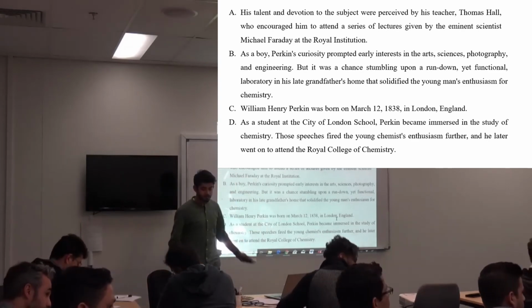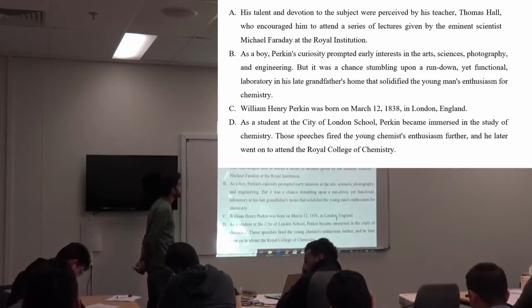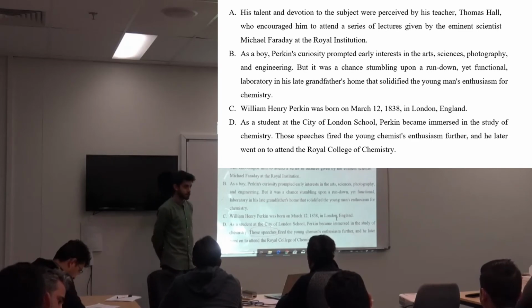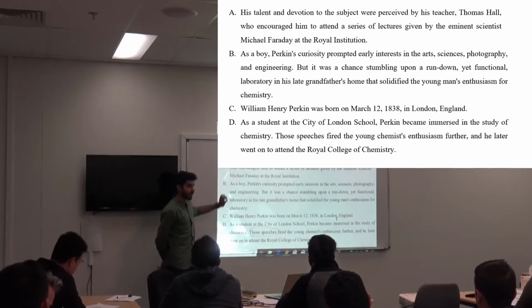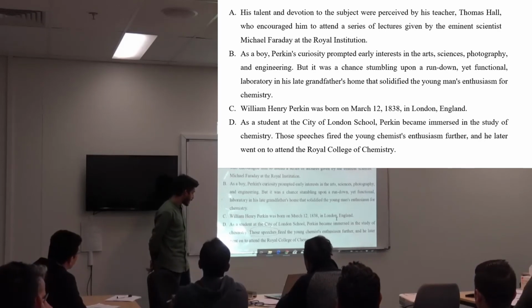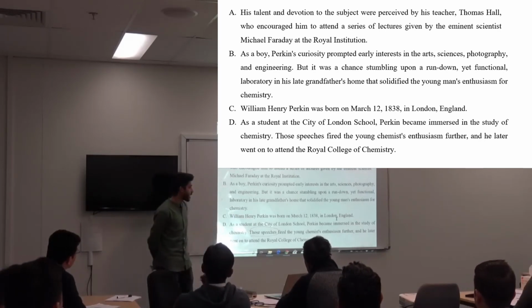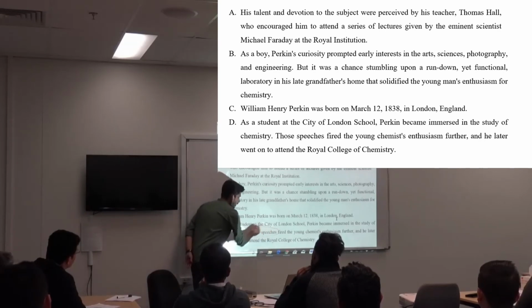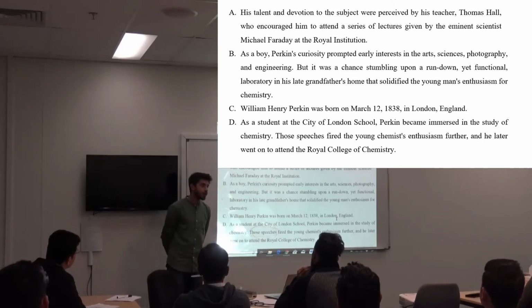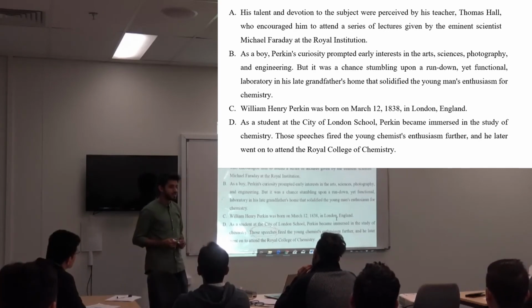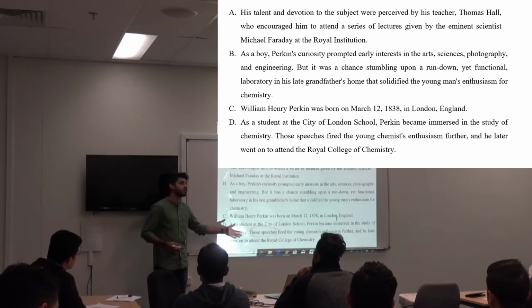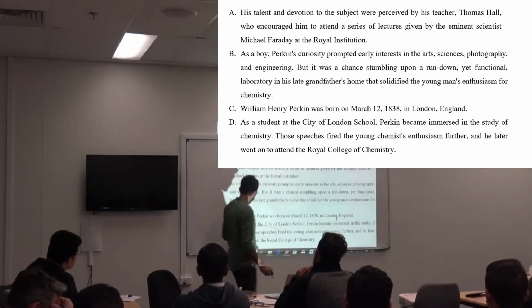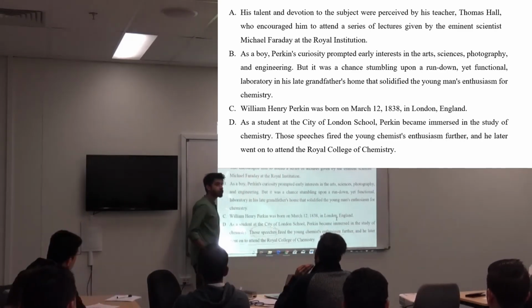I'm a bit confused because in B, the second sentence says those speeches fired the young chemist, whatever. Yes, those speeches. And then in A, we have to encourage him to attend a series of lectures. Okay, don't think about that. As a student at the City of London School, Martin became immersed in the study of chemistry. That means he started studying chemistry. Those speeches fired the young chemist's enthusiasm. The lectures in the school. How do you know that these speeches, those speeches are there? Simply speaking, these are the lectures he got in school. Those speeches fired the young chemist's enthusiasm further, and he later went on to attend the Royal College of Chemistry.